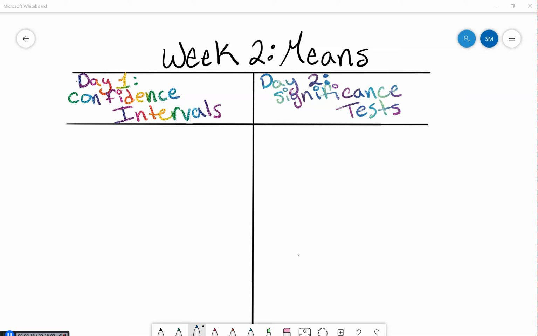So last week we talked about proportions, confidence intervals and significance tests and how to put them together. This week we're going to be talking about means. Of course, how to do confidence intervals and how to do significance tests and then putting them together. You're going to notice some similarities between last week and this week. But right now we are looking at confidence intervals day one.